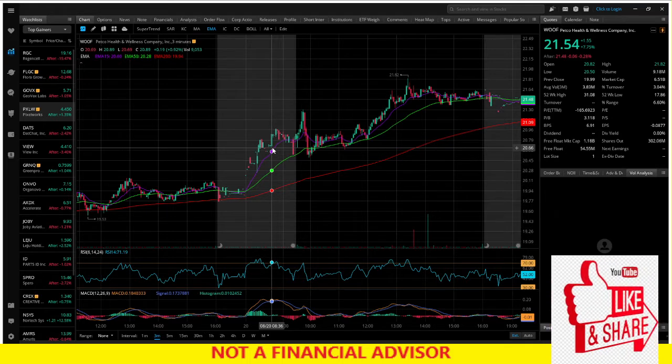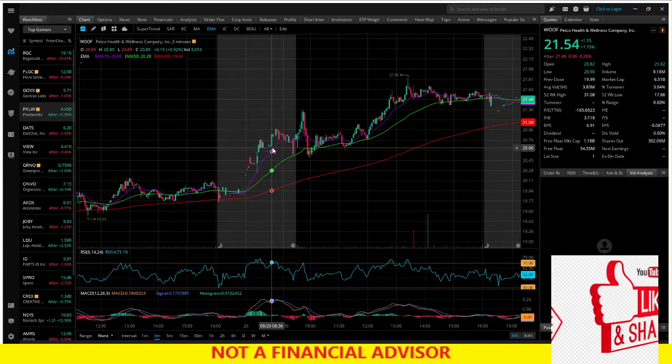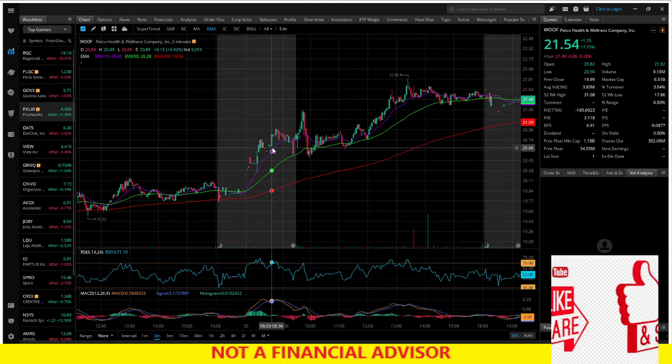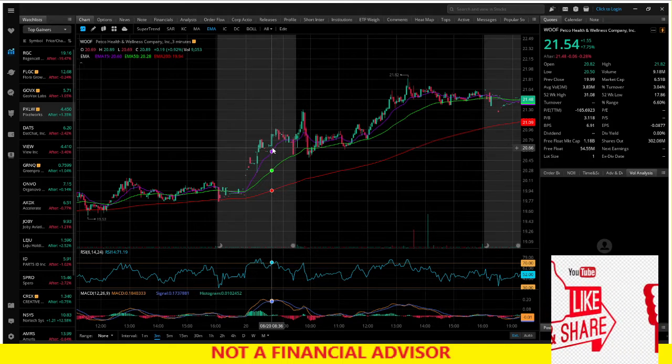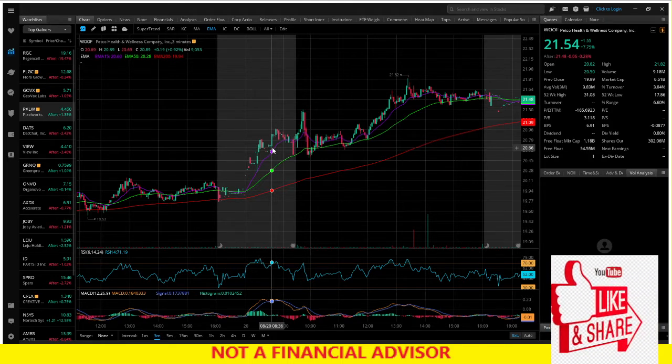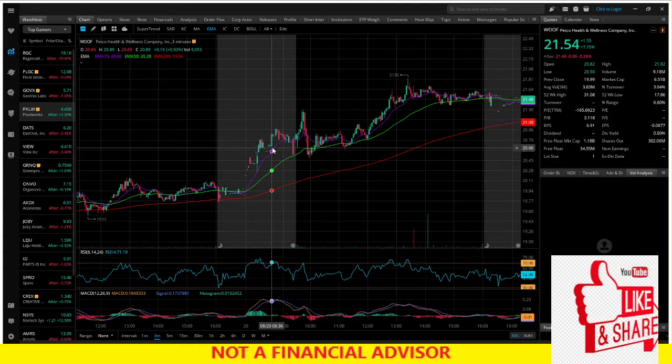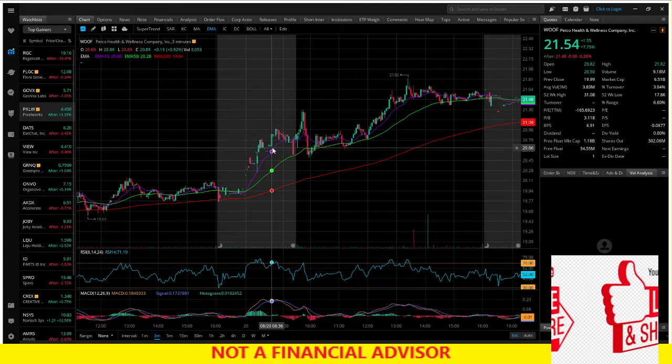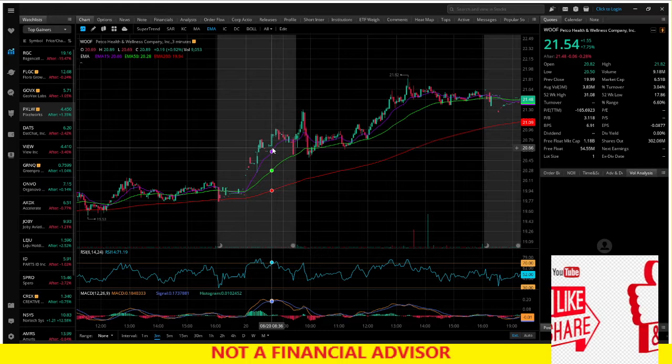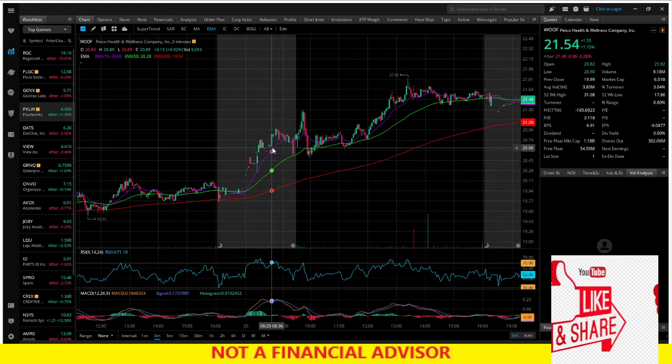So you could use the 18 MA, the 50 EMA, and the 200. Now you're going to hear the 50 and 100 used a lot, especially in swing trading, and I'll show you an example of that here in a minute.